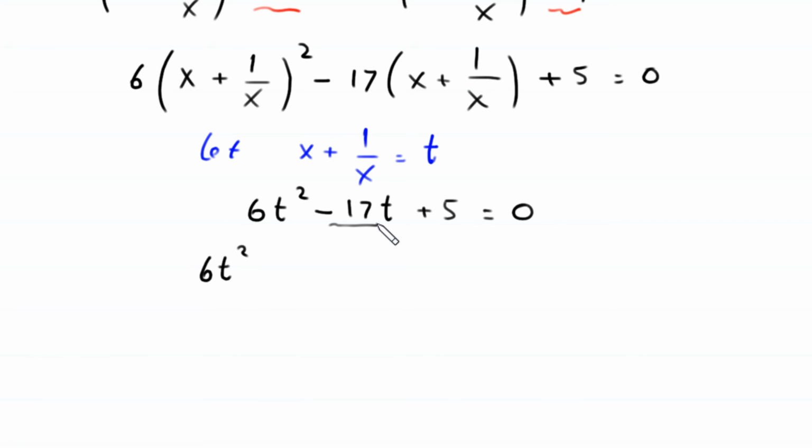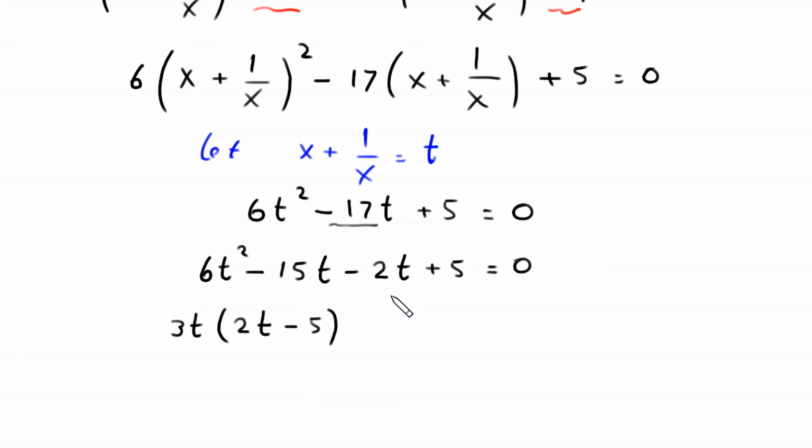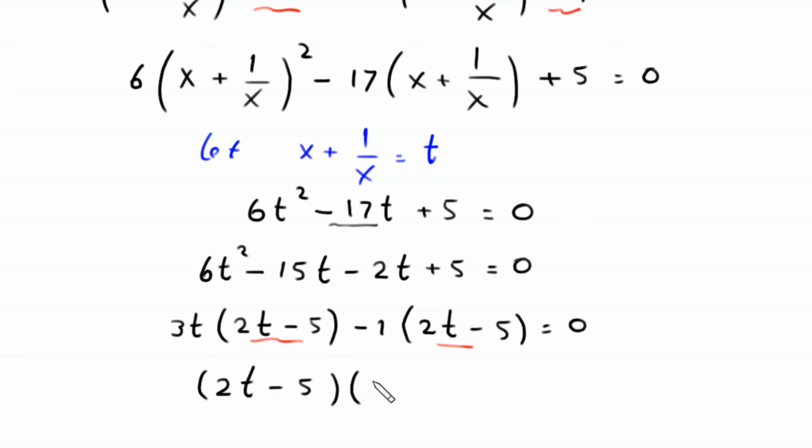We break this negative 17t into two terms, negative 15 times t minus 2 times t plus 5 equal to 0. From these two terms we can factor out 3 times t, in bracket 2t minus 5, and from these two terms we can factor out negative 1, in bracket 2t minus 5 equal to 0. This 2t minus 5 is a common factor, so we factor out 2t minus 5, and in bracket 3 times t minus 1 equal to 0.